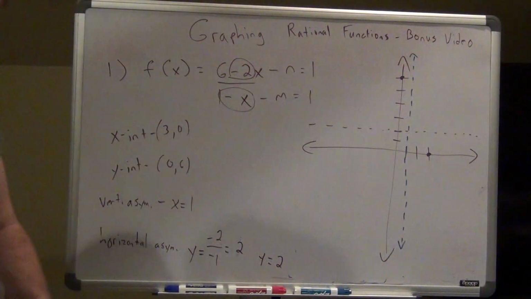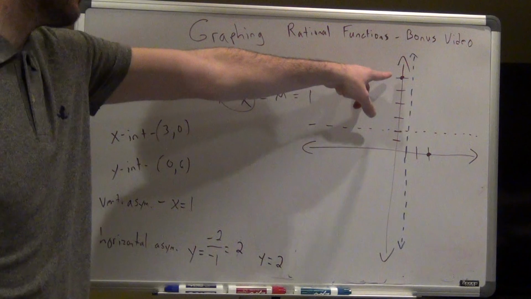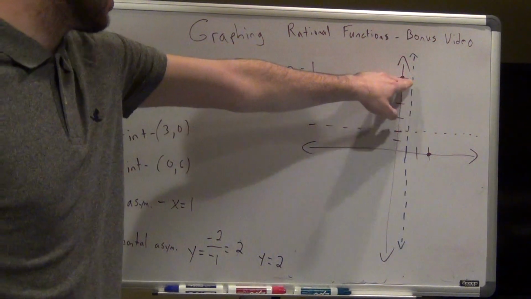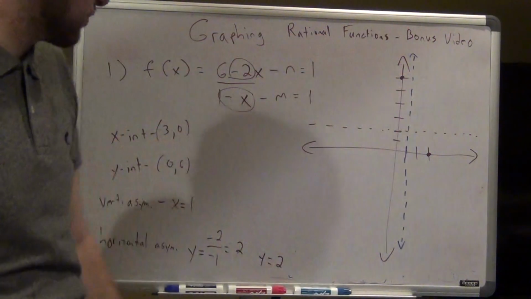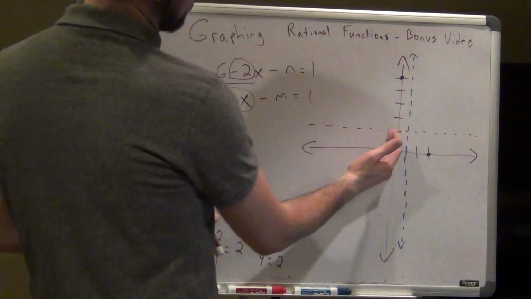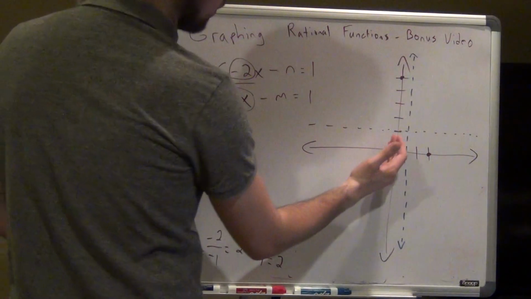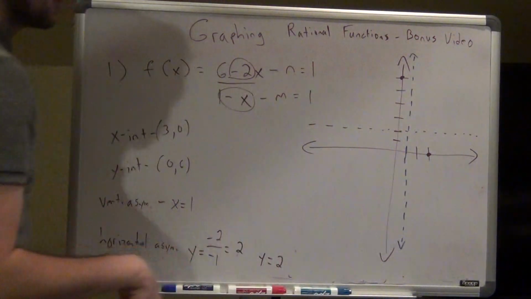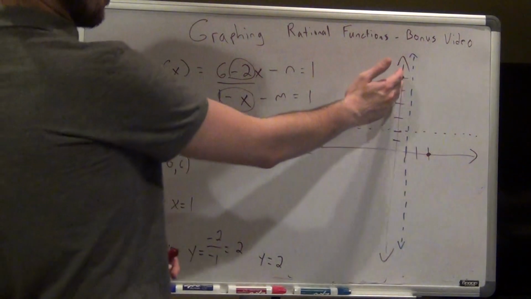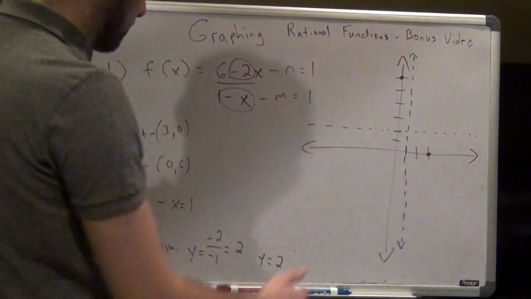In this case, I already have 1 point to the left. That's going to be my y-intercept, 0, 6. It's to the left of my vertical asymptote. If I didn't have that point, I would just pick maybe my first whole number to the left of my asymptote and do it that way.